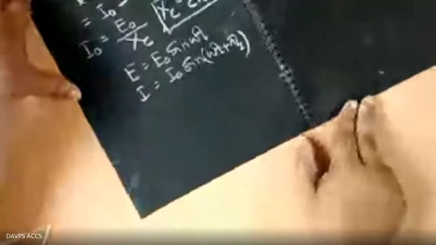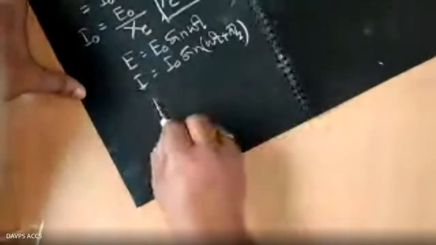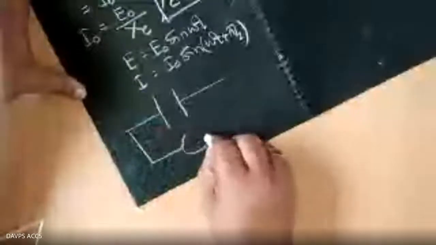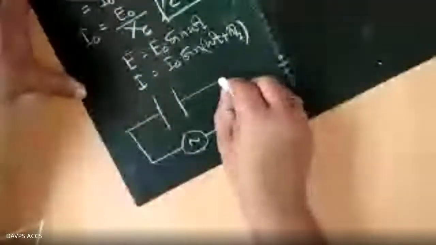If you draw the diagram, what will be the circuit diagram? In the circuit diagram, this is the AC source and this is the capacitor connected. This is the circuit diagram.